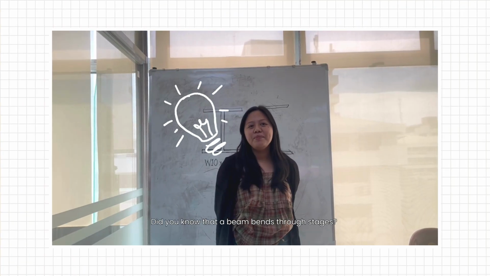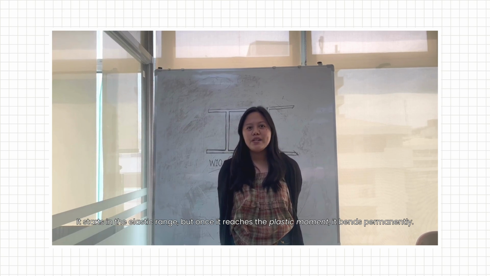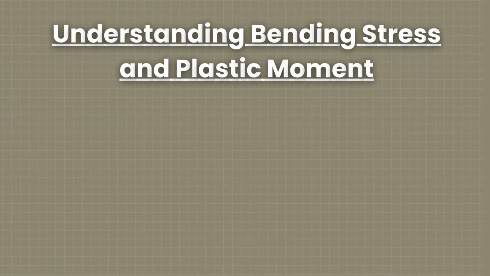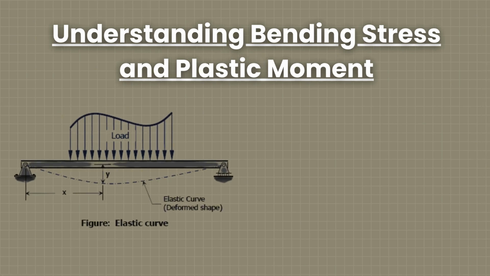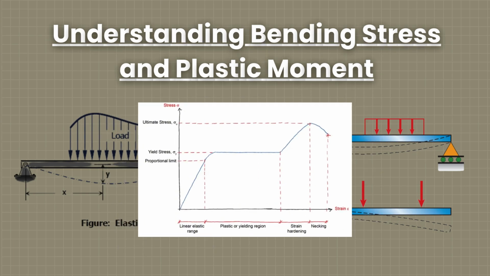Did you know that a beam bends through stages? It starts in the elastic range, but once it reaches the plastic moment, it bends permanently. As a beam is loaded, it first deforms elastically, meaning it can return to its original shape when the load is removed. However, once it reaches the plastic moment, permanent deformation occurs. The entire cross-section yields, forming a plastic hinge, an indication that the beam has reached its limit.